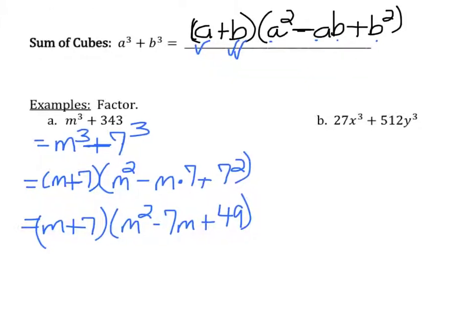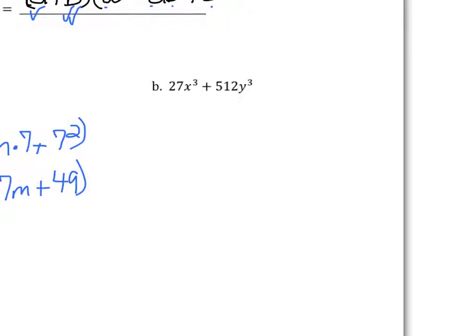Our last example we're going to look at in this video involves 27x cubed plus 512y cubed. Notice here 27 comes from cubing 3. We know x cubed is perfect. And 512 comes from cubing 8. And we know y cubed is perfect. And so one way to rewrite this is to write it as 3x all cubed plus 8y all cubed.